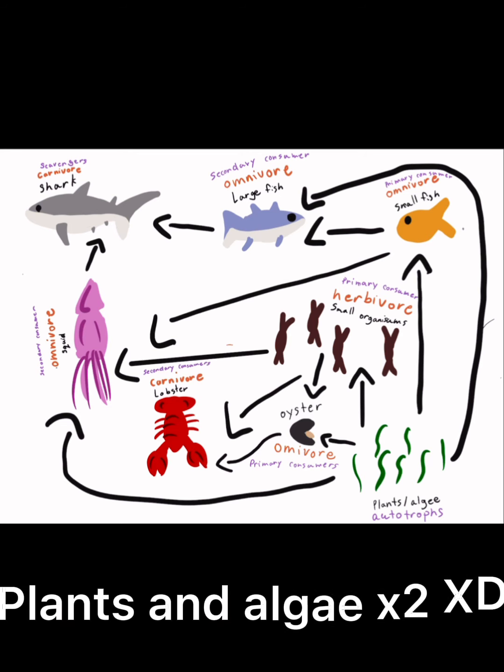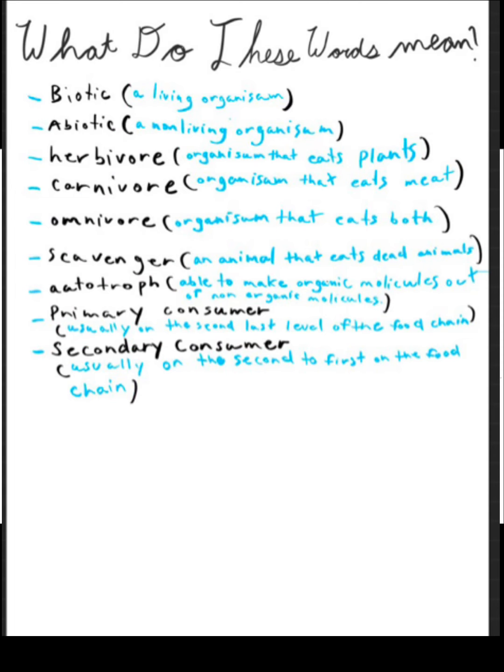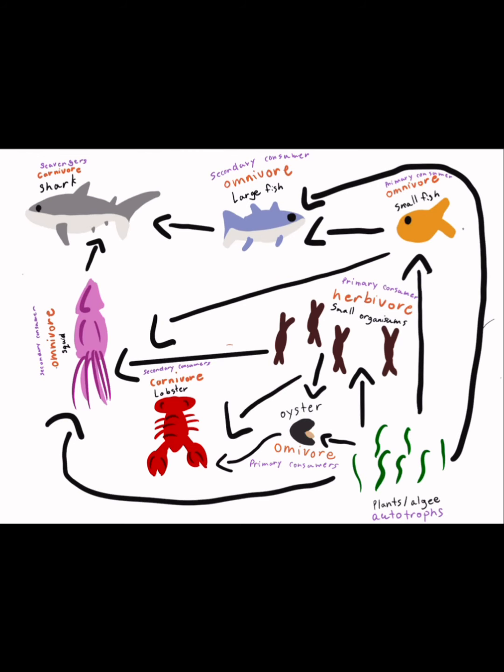And then plants and algae. Plants and algae are autotrophs. Being an autotroph means that you can make organic molecules out of non-organic ones by making your own food. And plants and algae don't really eat anything, so that's it for the food web.